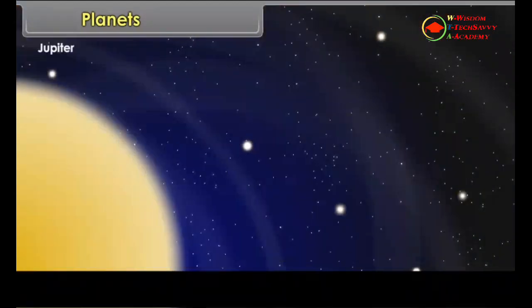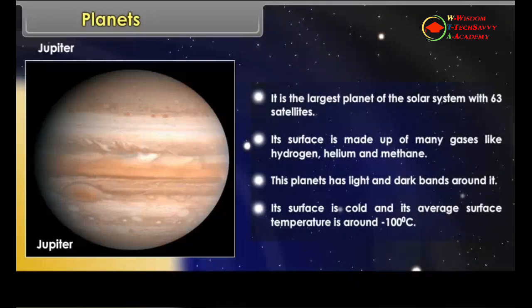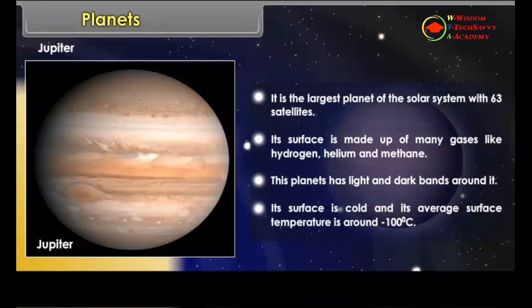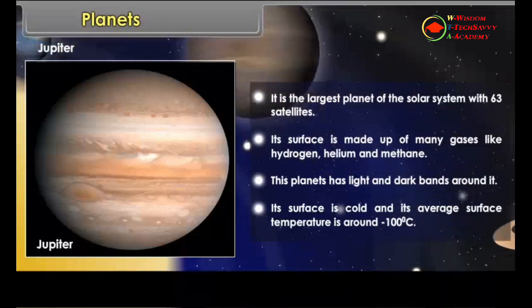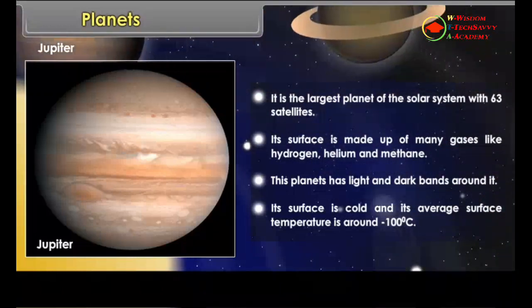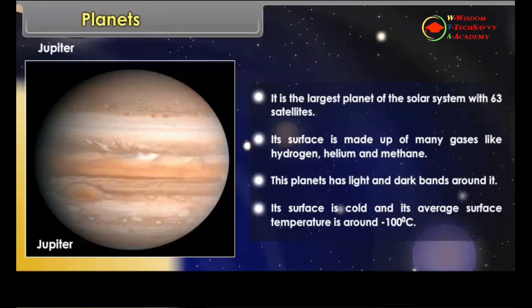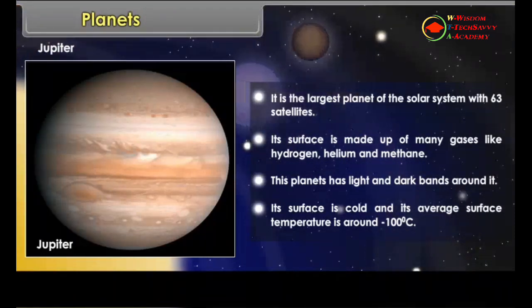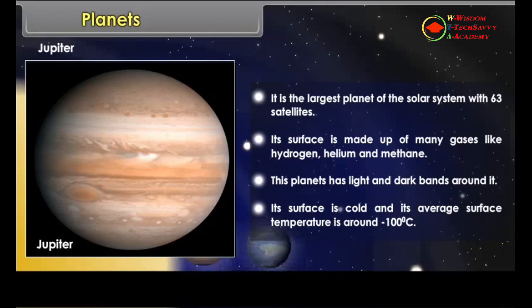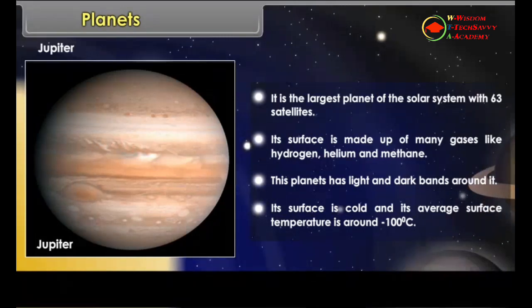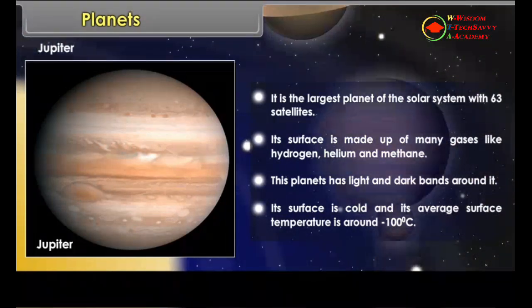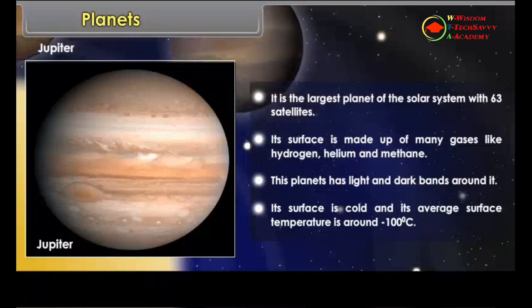Jupiter. It is the largest planet of the solar system with 39 satellites. Its surface is made up of many gases like hydrogen, helium and methane. This planet has light and dark bands around it. Its surface is cold and its average surface temperature is around -100 degrees Celsius.